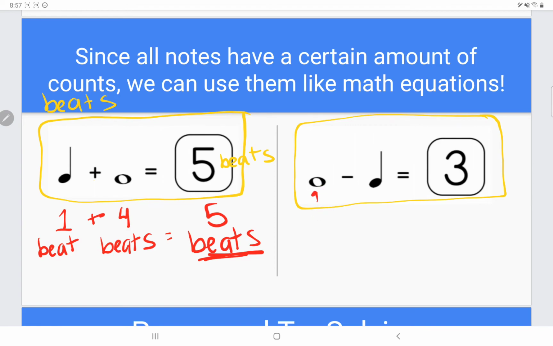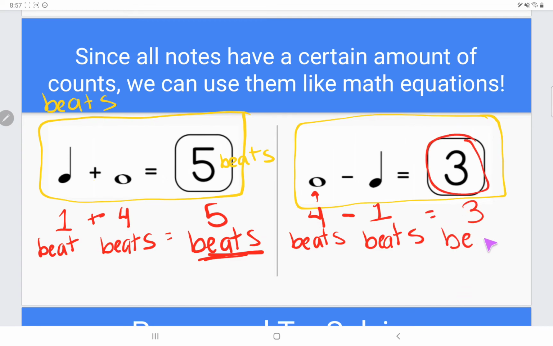We have my first whole note right here. We know that that is worth 4 beats. And then we are subtracting, so we're minusing. And we have a quarter note. Well, we had a quarter note in the last one, so I remember it's worth 1 beat. So I have 4 beats minus 1 beat, and that's how this person got 3 beats. I hope this is making some more sense, scholars. This math isn't going to get too crazy, and a lot of the time we're just going to be doing addition and subtraction.